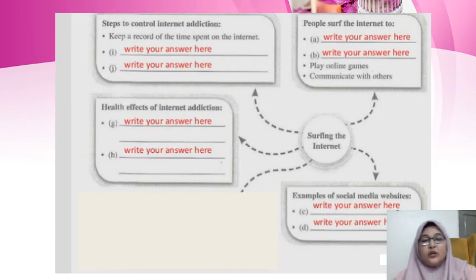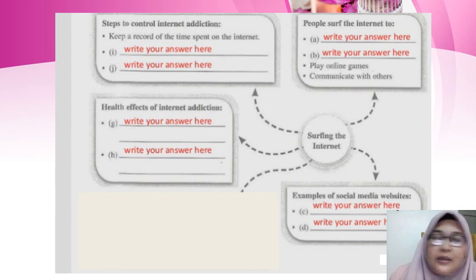Okay, so the question is steps to control your internet addiction. Then you need to find the information. People surf the internet for what? And then health effects of internet addiction and examples of social media websites. Remember, your answer should not be more than 3 words and avoid spelling mistakes. If you make a spelling mistake, you will get 0.